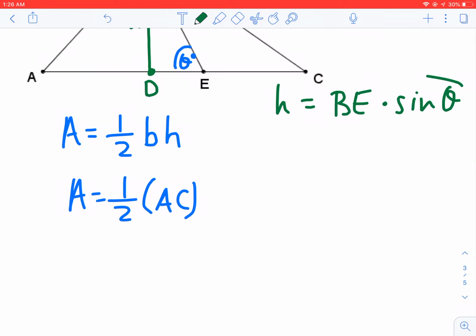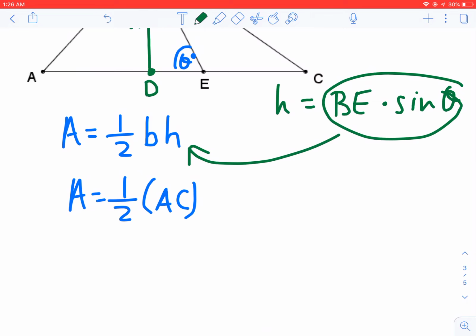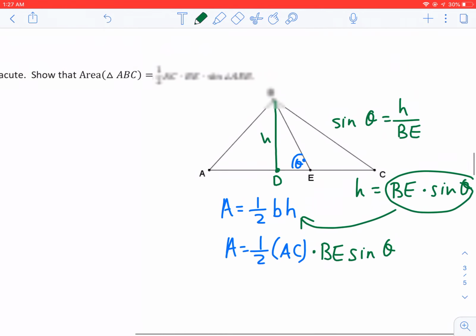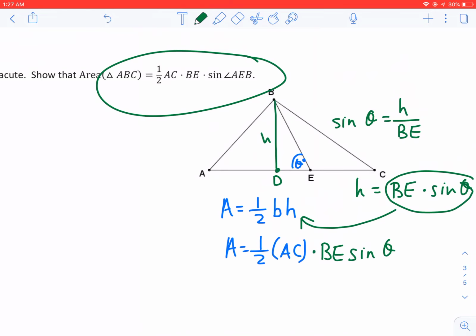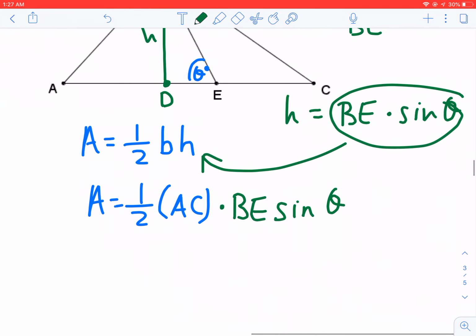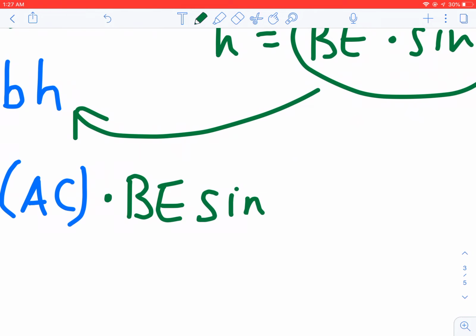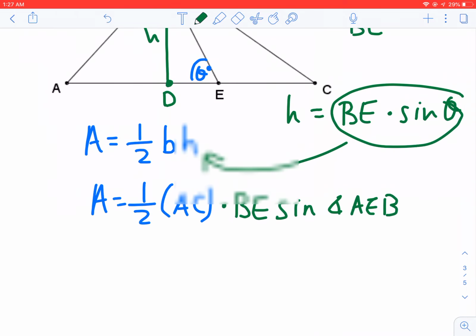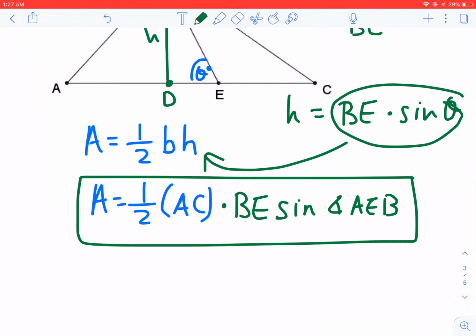So plugging this in for that height, we get area equals 1/2 AC times the height, which was BE sine theta. And does that match this? Yes, it does. Theta is equal to the measure of angle AEB. So if I want, I can replace this with angle AEB, and they are equivalent. Alright, box that in.